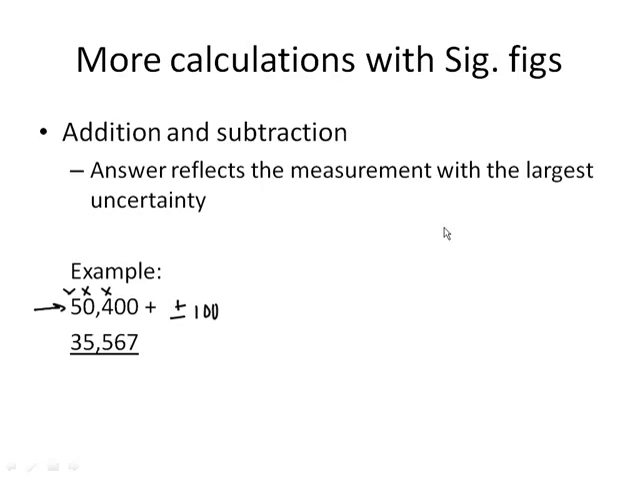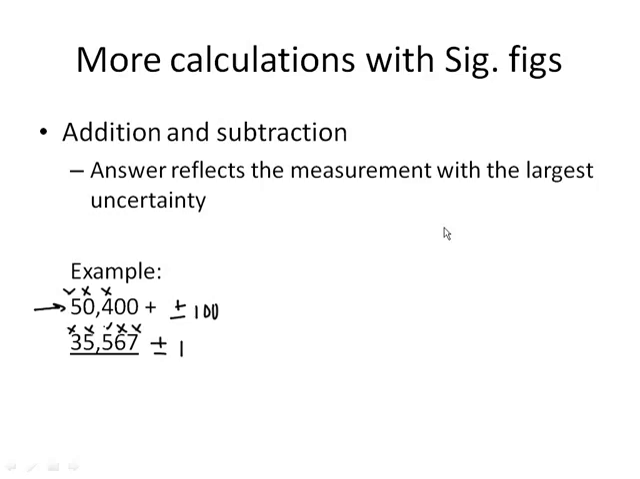On the other hand, when I go down here to 35,567, I've got a significant digit here, and here, and here, and there, and there, which makes my uncertainty a heck of a lot smaller. Now my last significant digit is in the 1 spot, so my uncertainty is plus or minus 1.